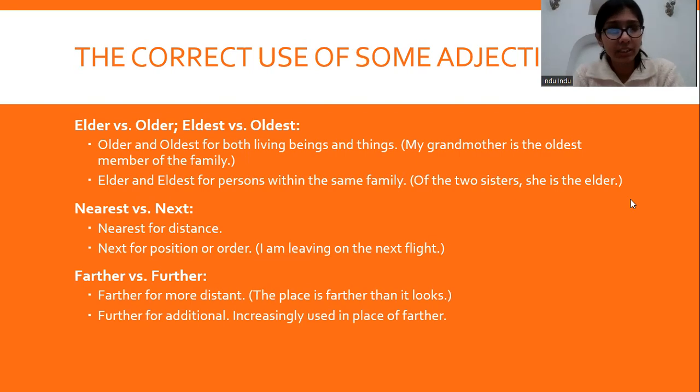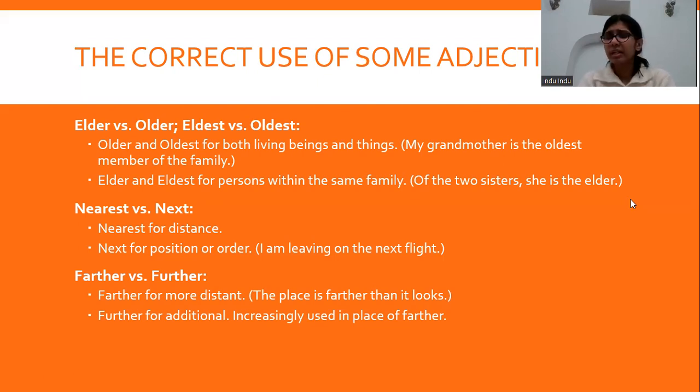Then we have elder versus older and eldest versus oldest. Older and oldest are both used for living things and beings. My grandmother is the oldest member of the family, right? Whereas elder and eldest are used for persons within the same family. Of the two sisters, she is the elder, right? Nearest versus next. Nearest is for distance, next is for position or order. I am leaving on the next flight, right?